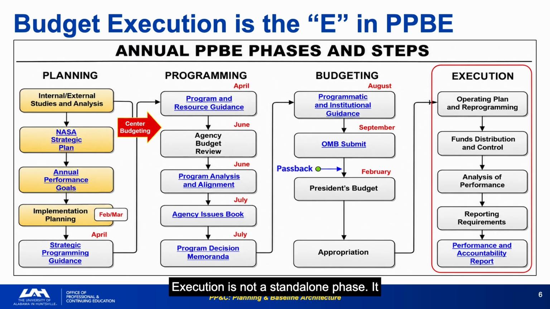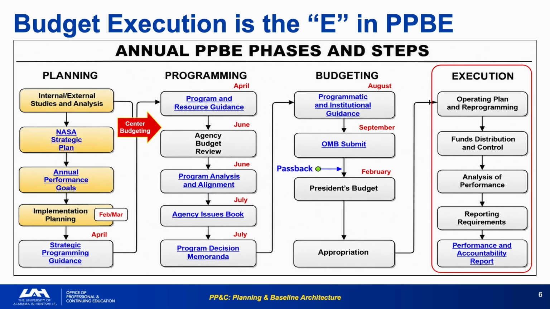Execution is not a standalone phase. It feeds back into planning and programming through the performance data it generates. Poor execution creates problems for future formulation cycles. Good execution builds the credibility needed to support future budget requests. The PPNC analyst who understands all 4 PPB phases can contribute to the full cycle, not just execution tracking. This end-to-end competency is what we are developing in this course.